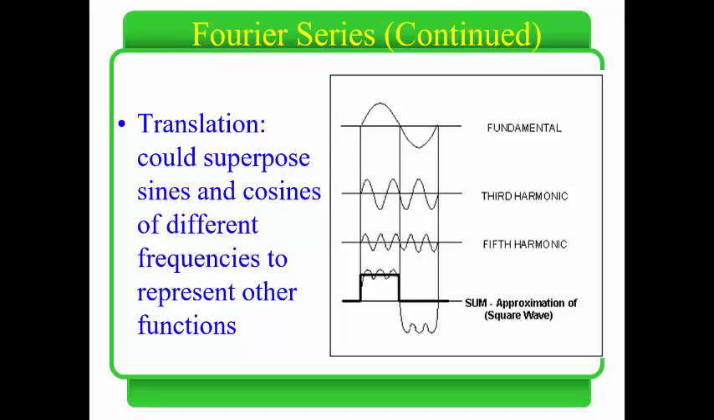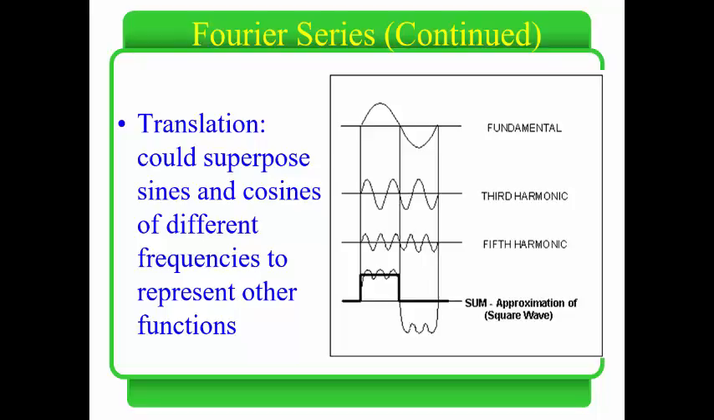For example, if we take the square wave, we can say that the square wave is the summation of several sinusoids. The fundamental component, the third harmonic, the fifth harmonic, the seventh harmonic. So actually it is the summation of the odd harmonics, with an amplitude that is directly proportional to 1 over n, where n is the number of the harmonic. Okay? Can we prove this? Yes, we can prove it practically now, using MATLAB. So here we say that translation would superpose sines and cosines of different frequencies to represent other functions.